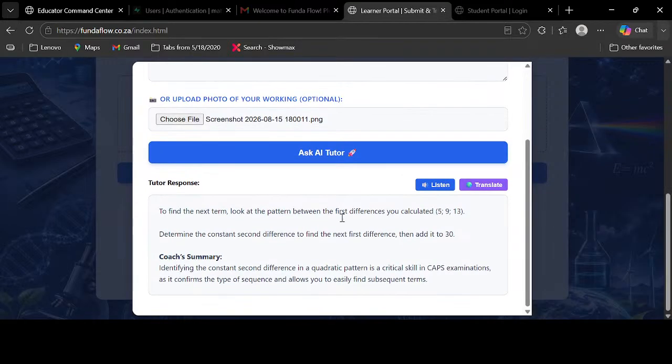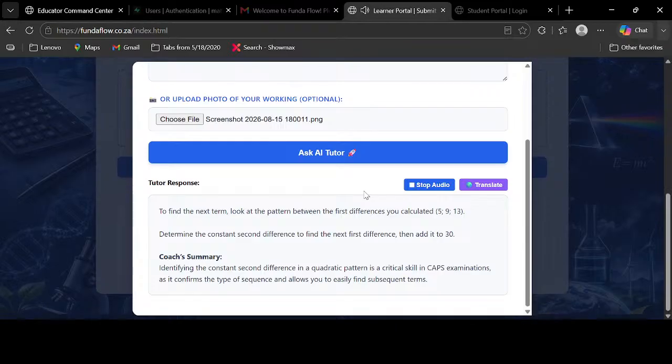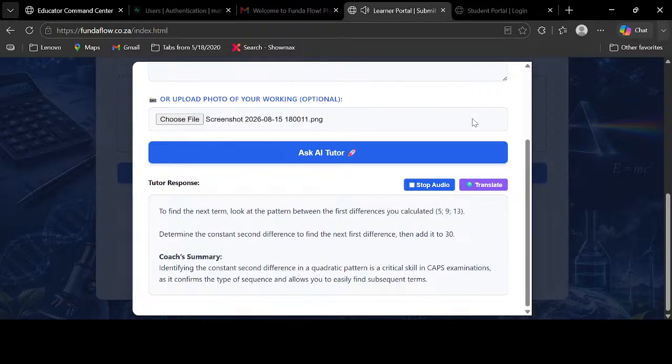Okay, so then the hint giver says: To find the next term, look at the pattern between the first differences you calculated, 5, 9, 13. Determine the constant second difference to find the next first difference, then add it to 30. Coach's summary: Identifying the constant second difference in a quadratic pattern is a critical skill in CAPS examinations, as it confirms the type of sequence and allows you to easily find subsequent terms.